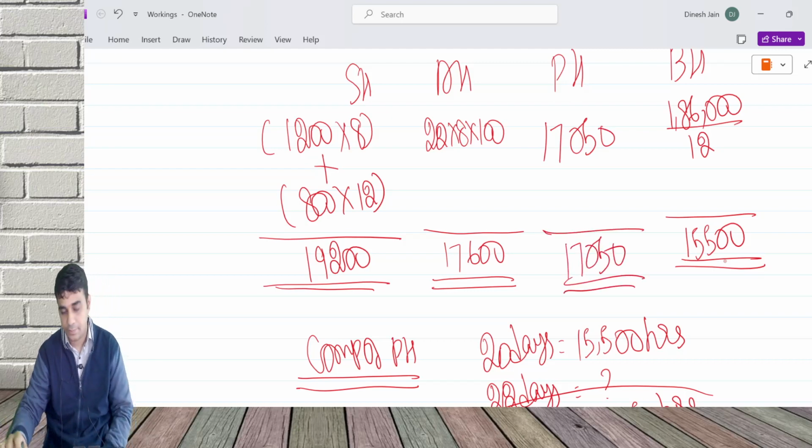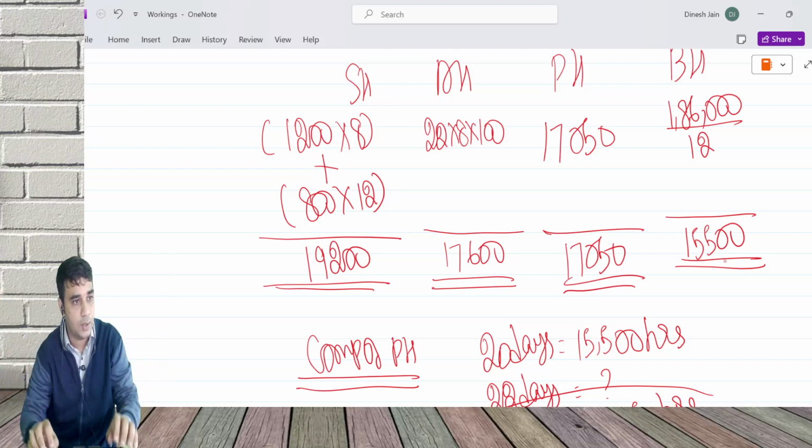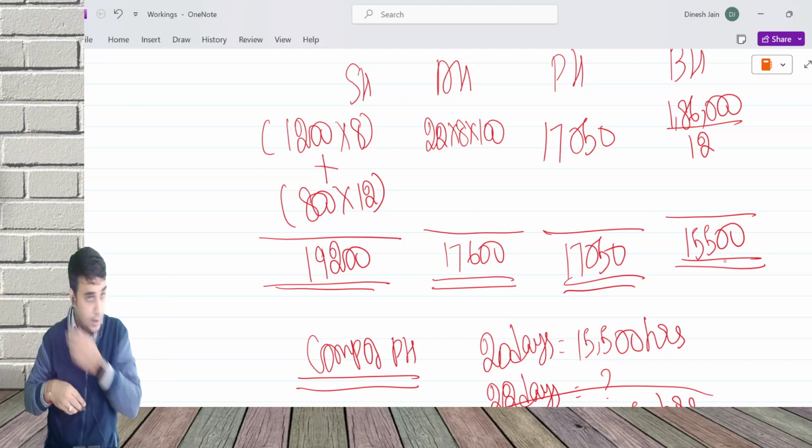Any doubts on this? Now various formulae will come from the chart. We are going to take all the formulae from the chart and then start doing the calculation. Any doubts till this?